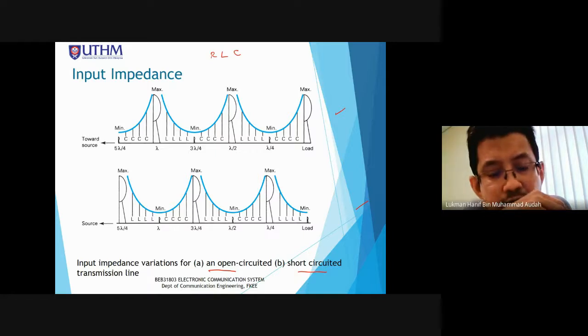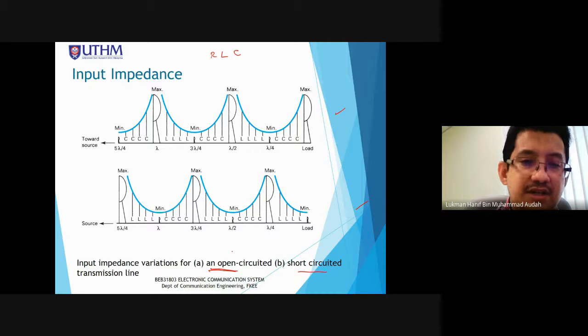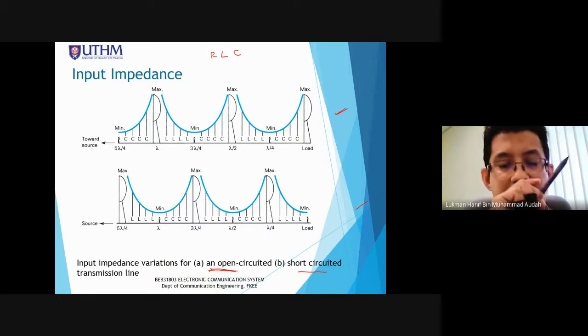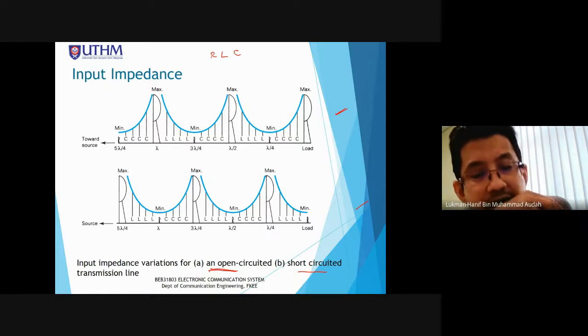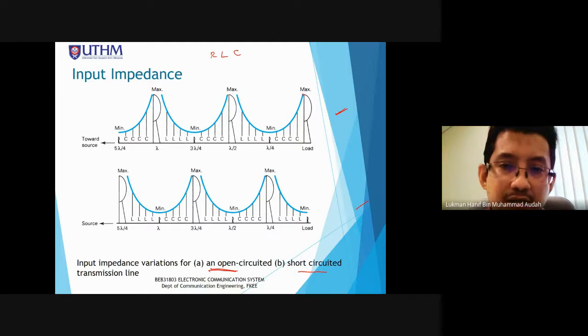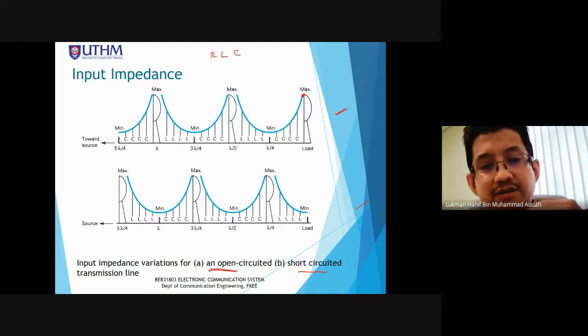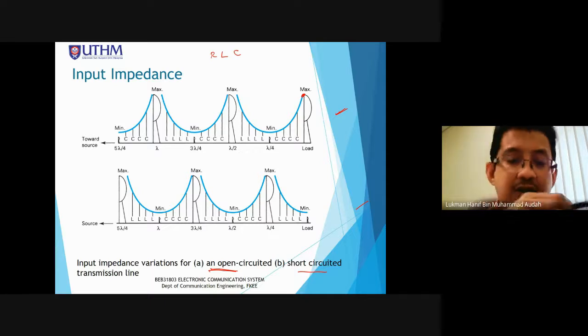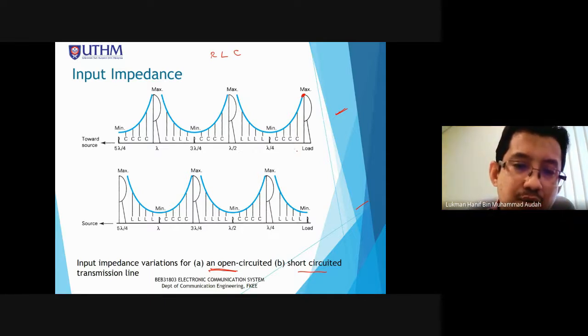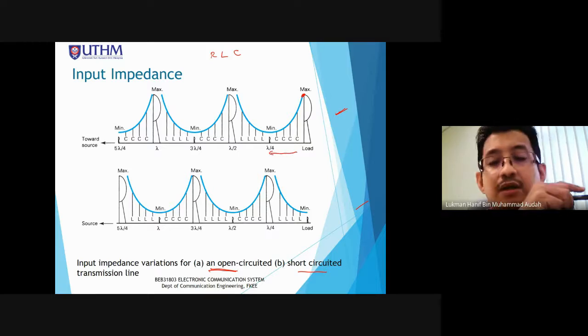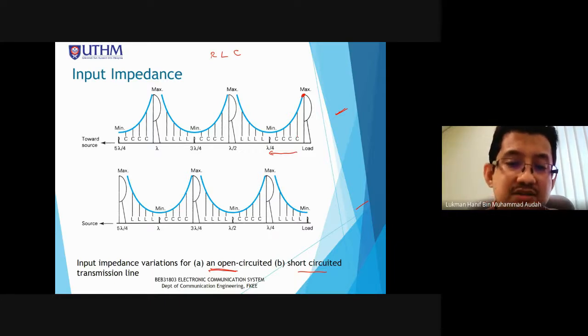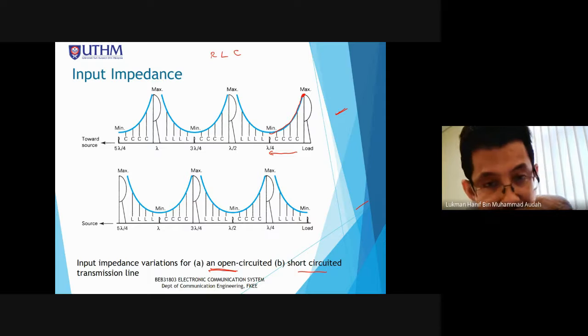Dan untuk extreme cases yang pertama, open circuit yang atas ni, okay, litar buka yang bahagian atas, kita akan lihat bahawa input impedance pada open circuit adalah bersifat resistive maksimum. Dan apabila kita bergerak daripada load sehinggalah lambda over 4, maka sifat input impedance itu akan berubah. Capacitance akan lebih dominan. Okay, antara dua ini, capacitance akan lebih dominan. So dia bersifat lebih capacitance.